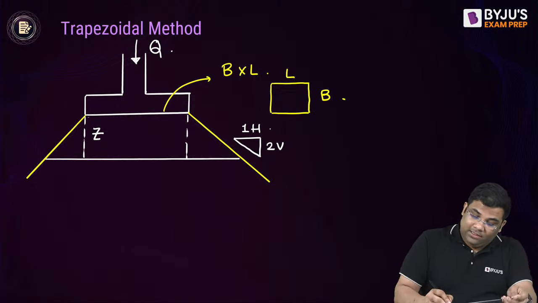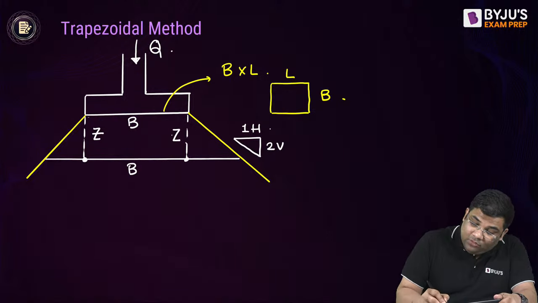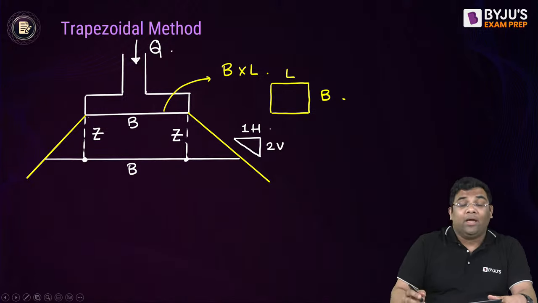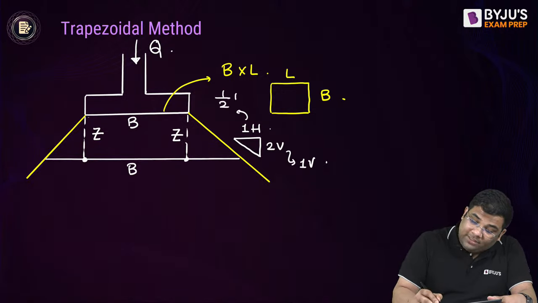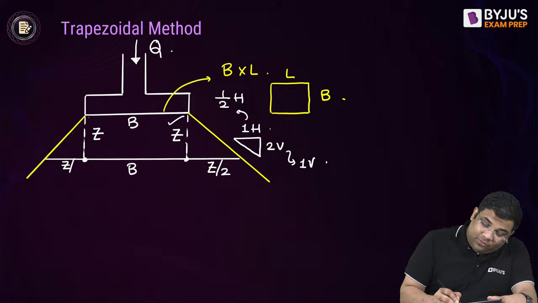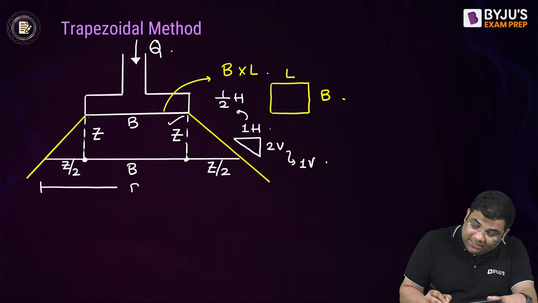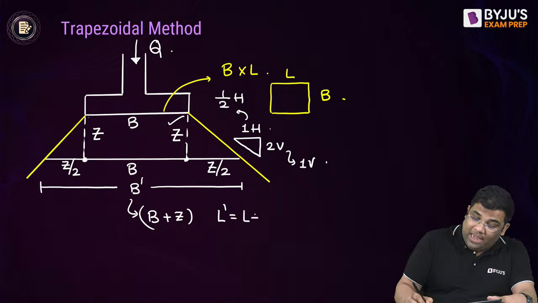So what I will do? Suppose this is B, then this will be B only. Now what is the load dispersion we saw? 2 vertical to 1 horizontal, or I can write this as 1 vertical to half horizontal. So if in the vertical it is Z, here it will be Z by 2, here also Z by 2. So the changed dimension, this B dash, will be equal to B plus Z. Similarly, the length will also increase. L dash is equal to L plus Z.